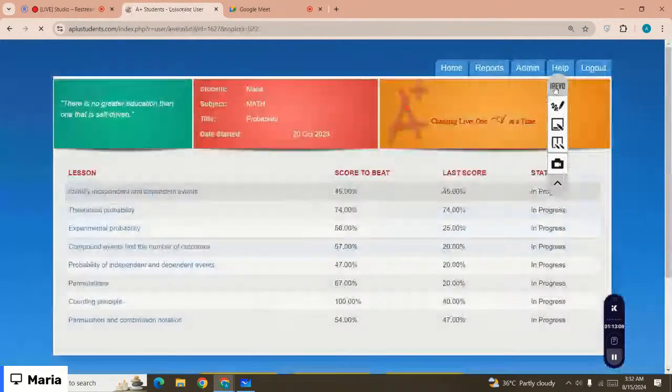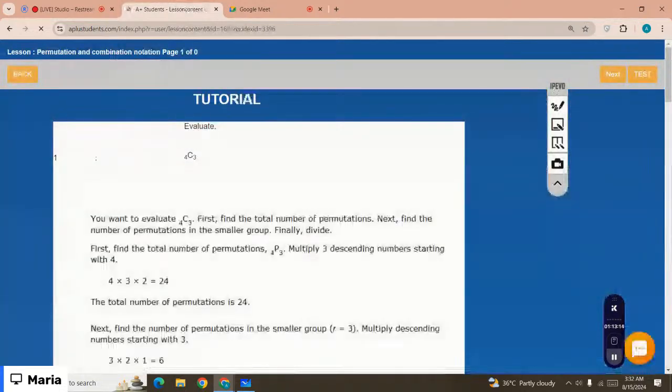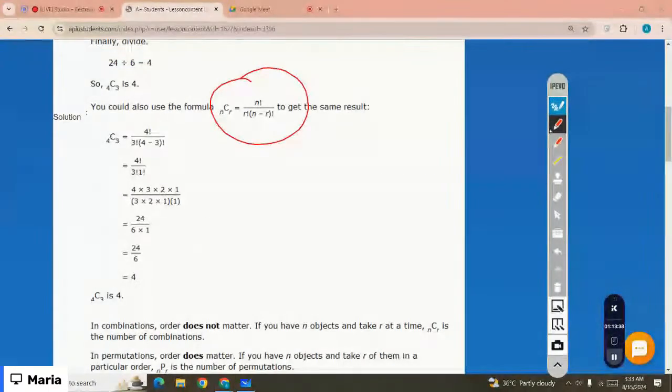That is permutation and combination. The first one is evaluate 4C4. Whenever you have C, that means you need to calculate the combinations, right? For the combination, you have nCr equals n factorial over r factorial times n minus r factorial. In combination, order does not matter. If you have n objects and take r at a time, nCr is the number of combinations.